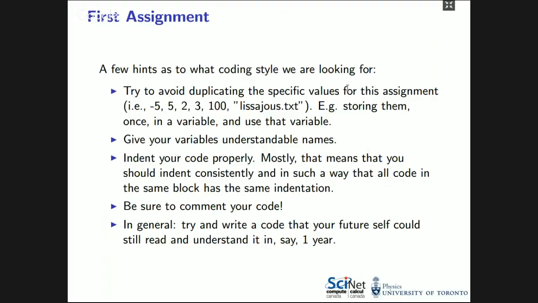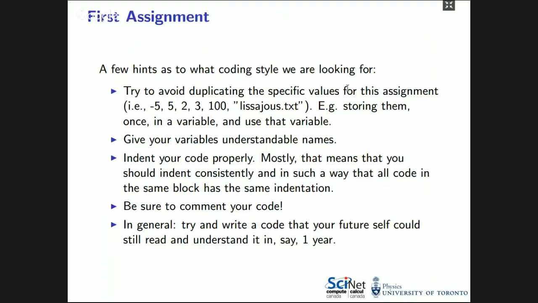A few hints, even if you know C++, to what we're looking for. Don't try to hard code values. So there's -5, 5, 2, 3, 100, and these should just be exact. Store those in variables and reuse them. That's just good practice. If you're using variables, give them names that make sense. ABC is not a good name for a variable.